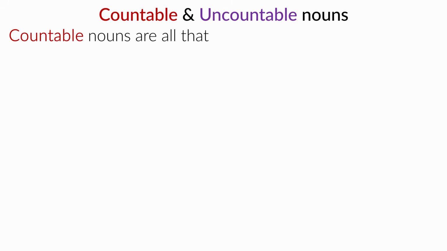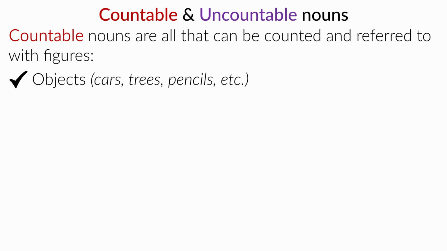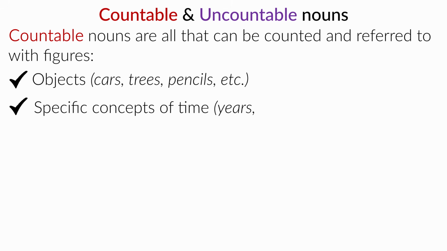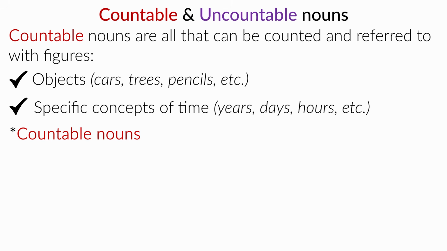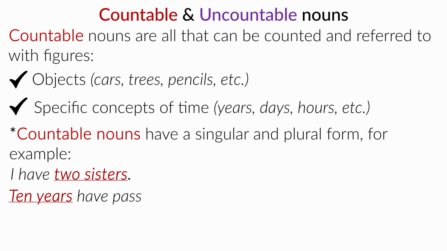Countable nouns are all that can be counted and referred to with figures: objects, cars, trees, pencils, etc. Specific concepts of time: years, days, hours, etc. Countable nouns have a singular and plural form, for example, I have 2 sisters. 10 years have passed since I moved here.